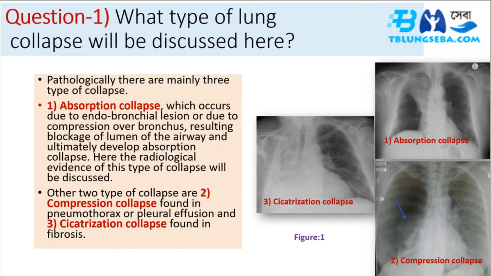The other two types of collapse are 2. Compression collapse, found in pneumothorax or pleural effusion, and 3. Cicatrization collapse, found in fibrosis.